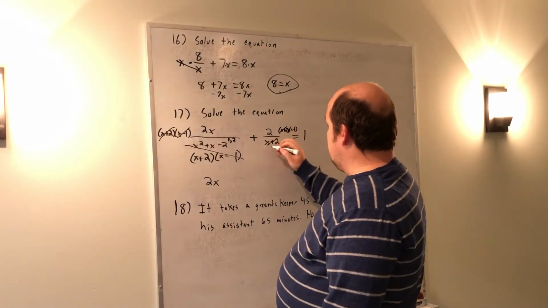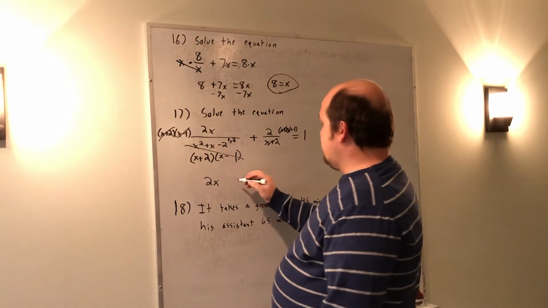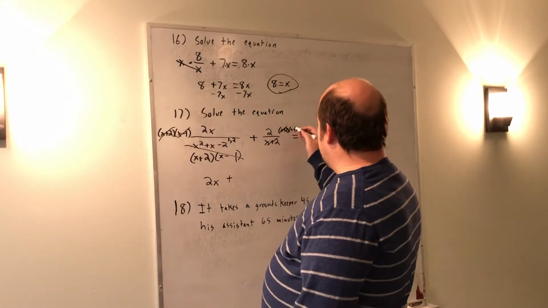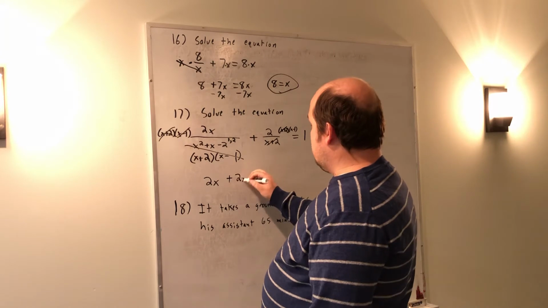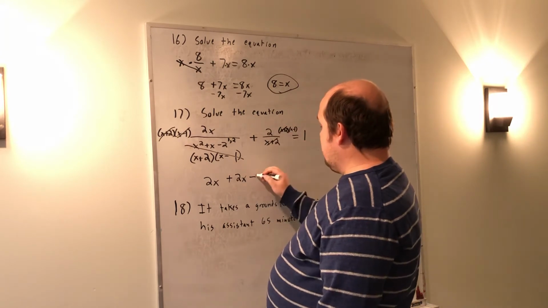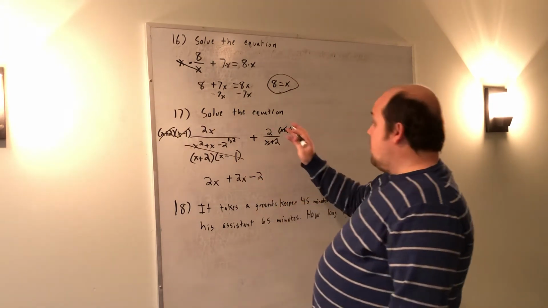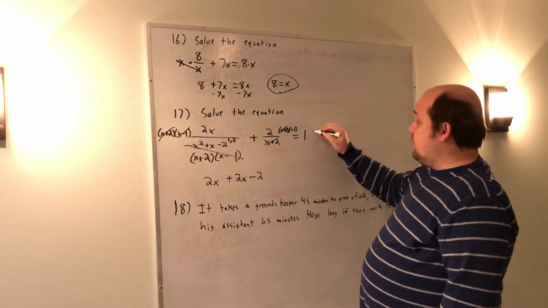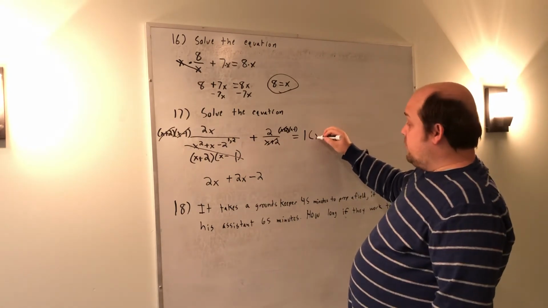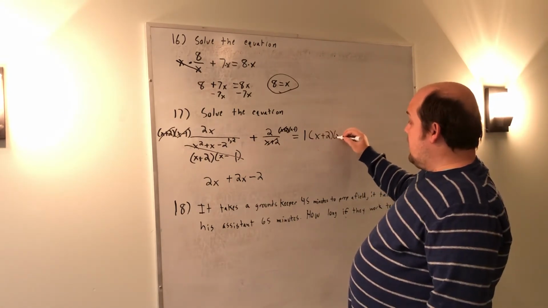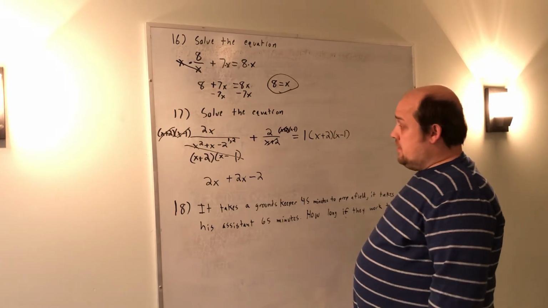These two cancel and leave me with 2 times x plus 1. 2 times x gives me 2x. 2 times negative 1 gives me negative 2. What I did to the left, I also have to do to the right. So here I'm multiplying by x plus 2, x minus 1 as well.